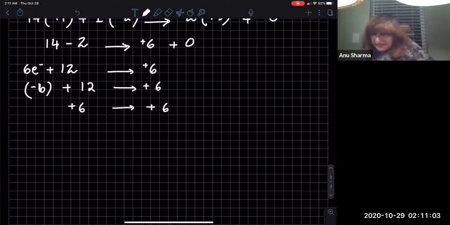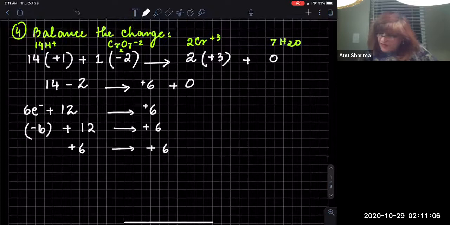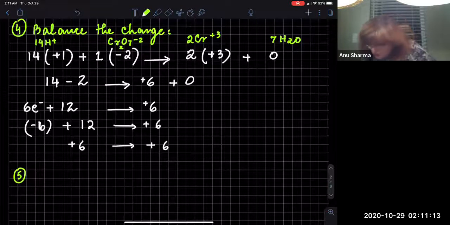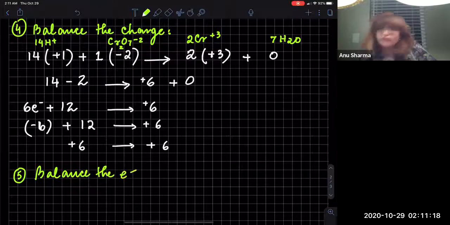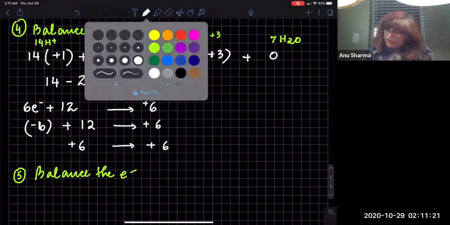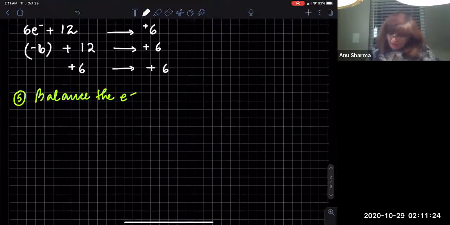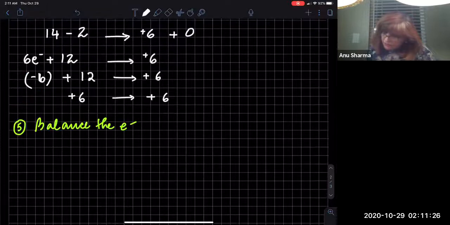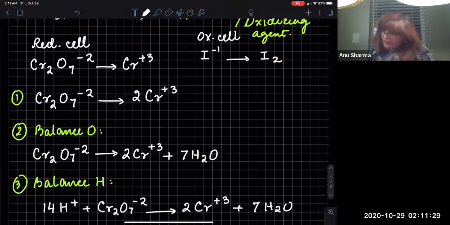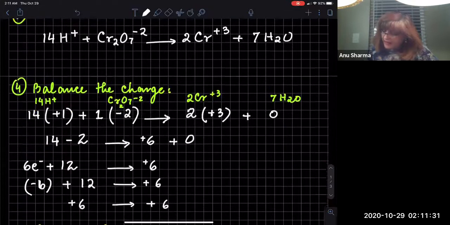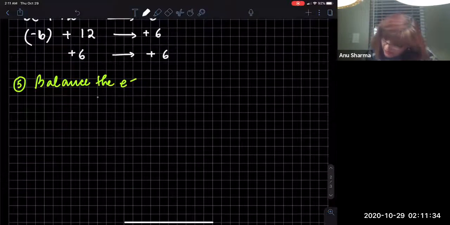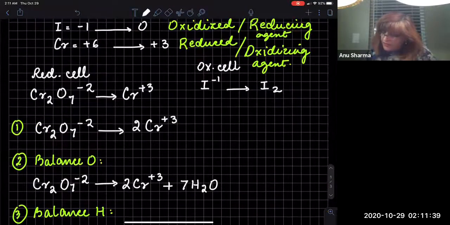Now, we understand it's positive 6 and positive 6 and all this is great, balanced it, but now we need to bring the third piece, which is balancing the electrons. And how do you do that? You are going to bring in both the equations now. That's one thing. So let's bring in iodine and then bring it down. So iodine, 1 negative charge, and I'm not putting AQ.